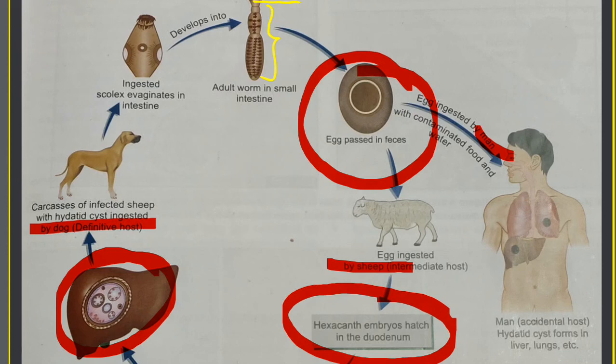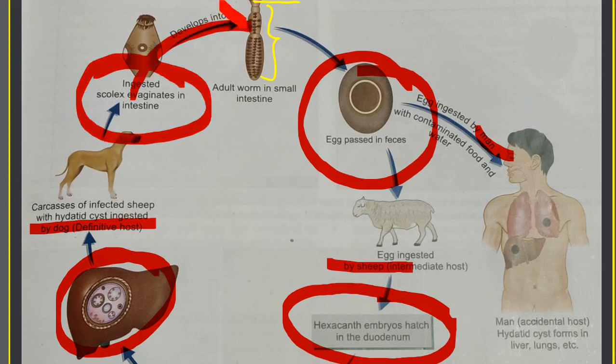In the intestine of the dog, the larvae develop into adult worms.